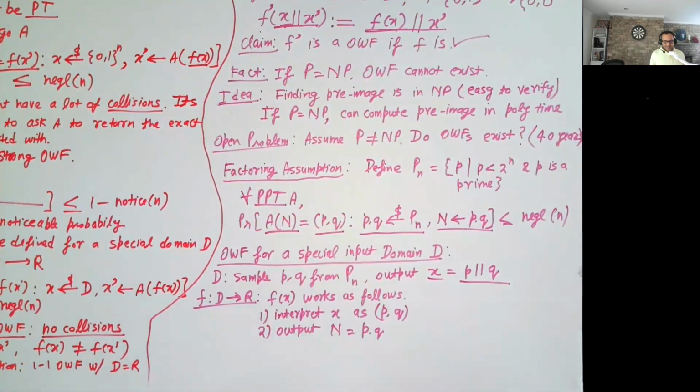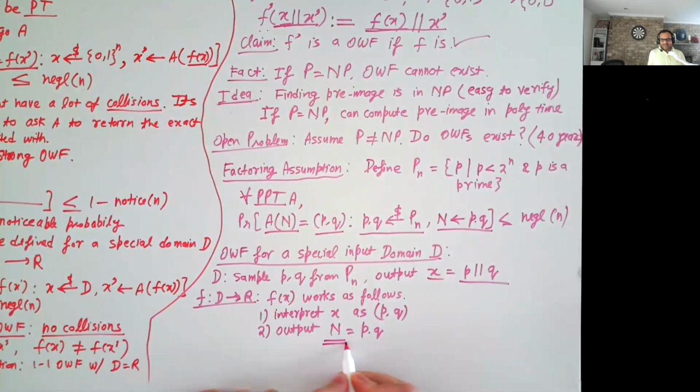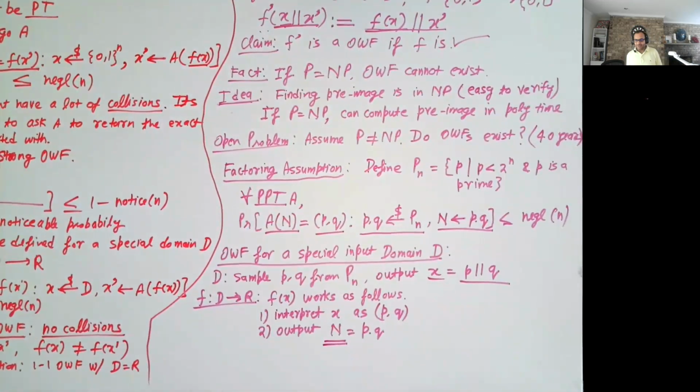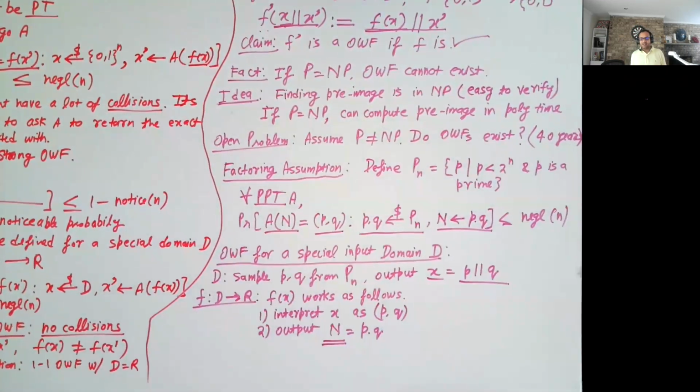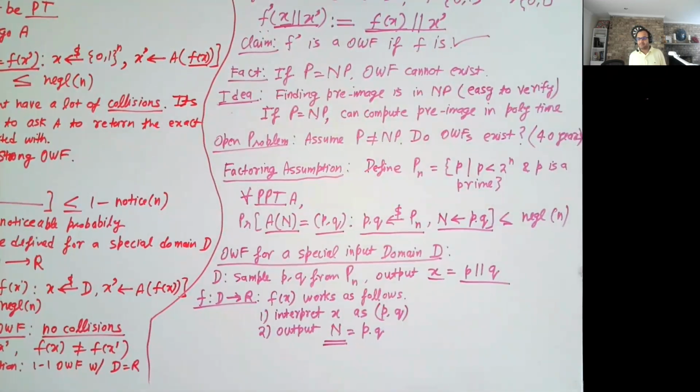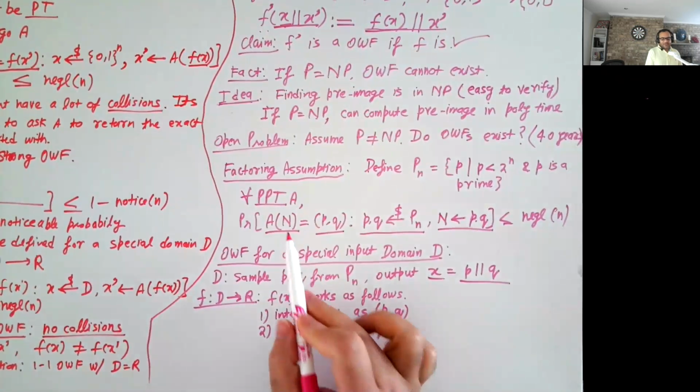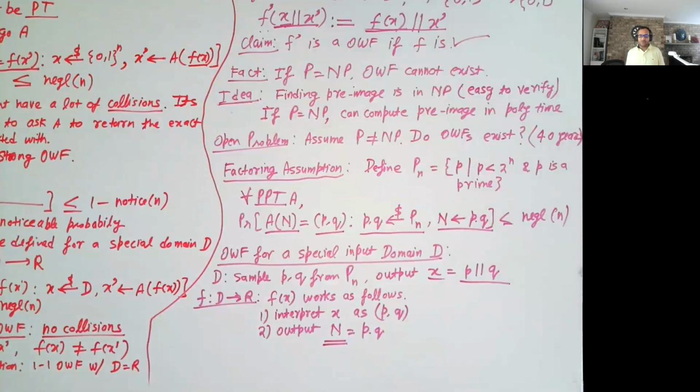Now my claim is that given the output, it's actually difficult to compute the input. And as you can see, that almost directly seems to follow from the factoring assumption. The factoring assumption says that given N, you cannot compute P and Q. You can do it only with negligible probability. And we will do a formal proof of this.